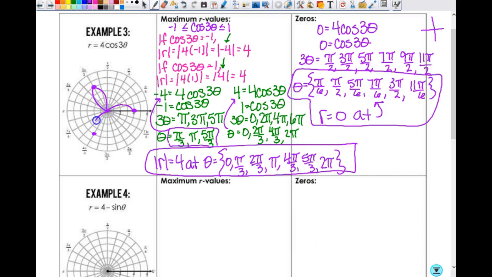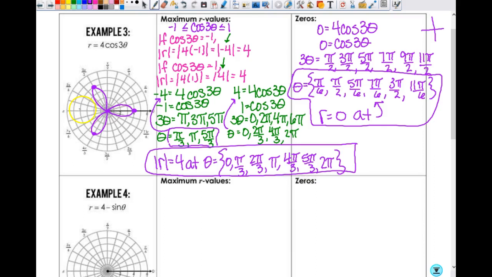And then 7 pi over 6. So I can't go out any farther than that. Can't go out any farther than 3 pi halves. Can't go out any farther than 11 pi over 6. So something like that, but a whole lot better. So does this have symmetry if it was drawn better? Yeah, what kind of symmetry? It has polar axis symmetry and pole symmetry, right?